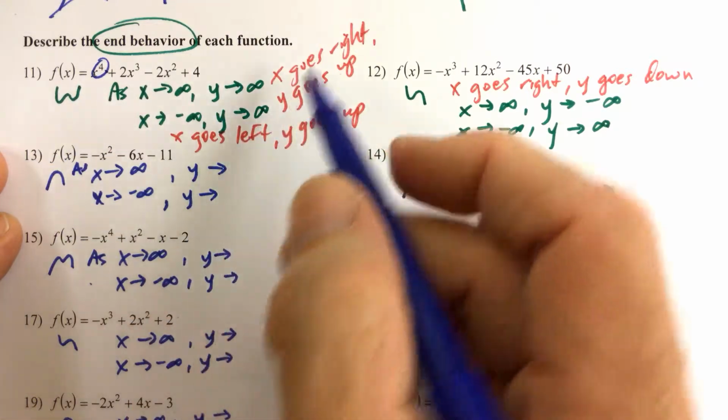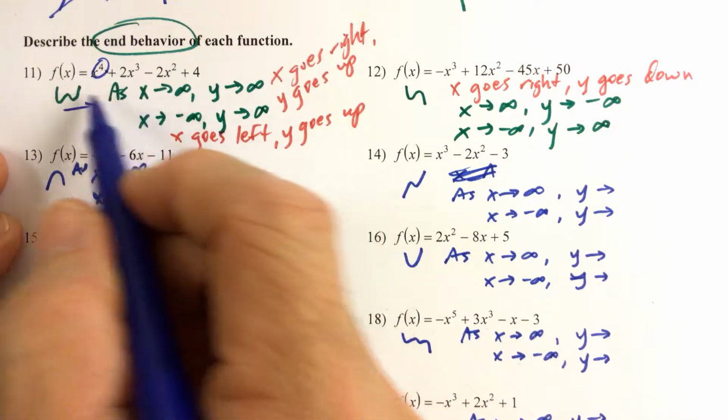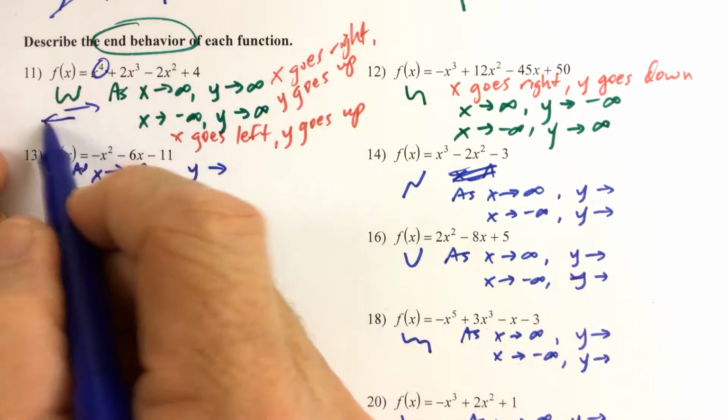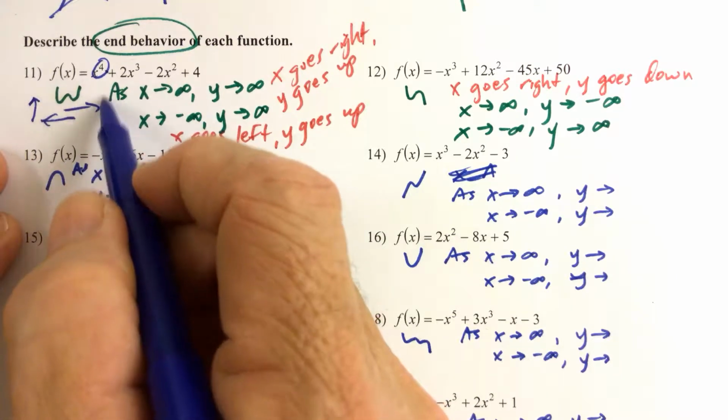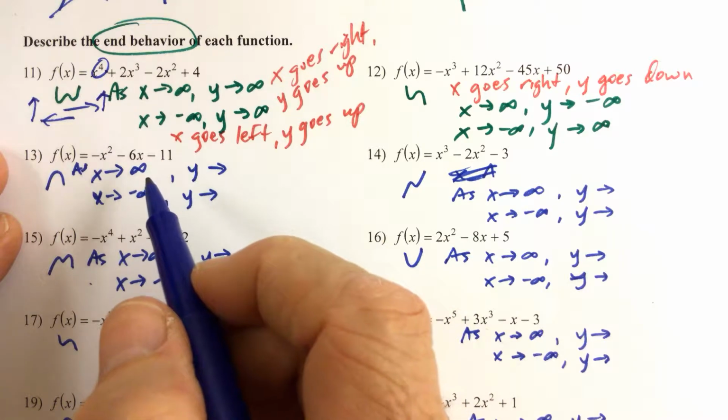And if you want to use words to describe this, as x goes to the right, y goes up, and as x goes to the left, y also goes up. So we have a left and right, and then we have an up and down. That describes the end behavior.